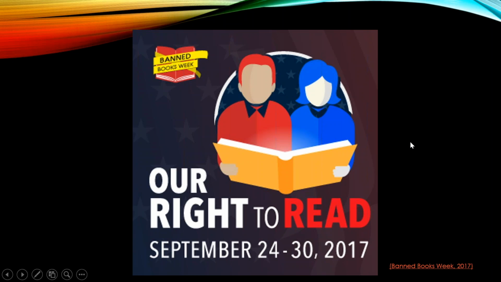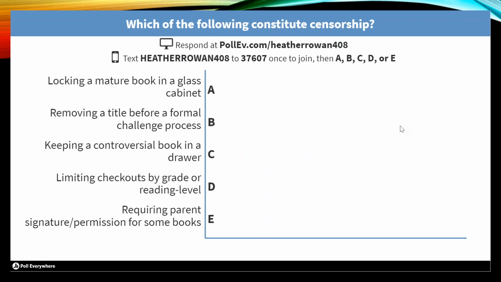So this is this year's poster for Banned Books Week, and it is sponsored in part by the Freedom to Read Foundation, which Everett Moore was a co-founder of. So our next topic is going to be censorship. You can respond as many times as you'd like to this, and it says, which of the following things constitute censorship? So if you could whip out your cell phones again, that would be amazing.